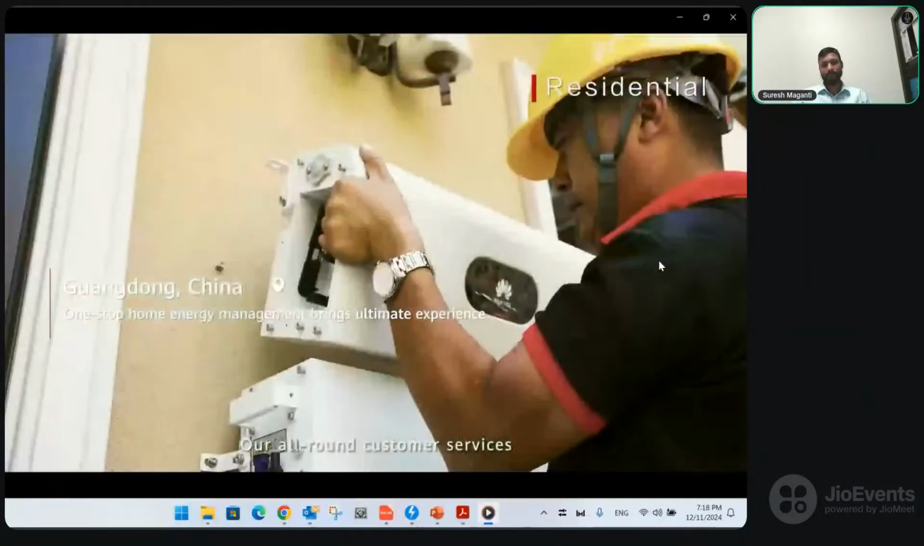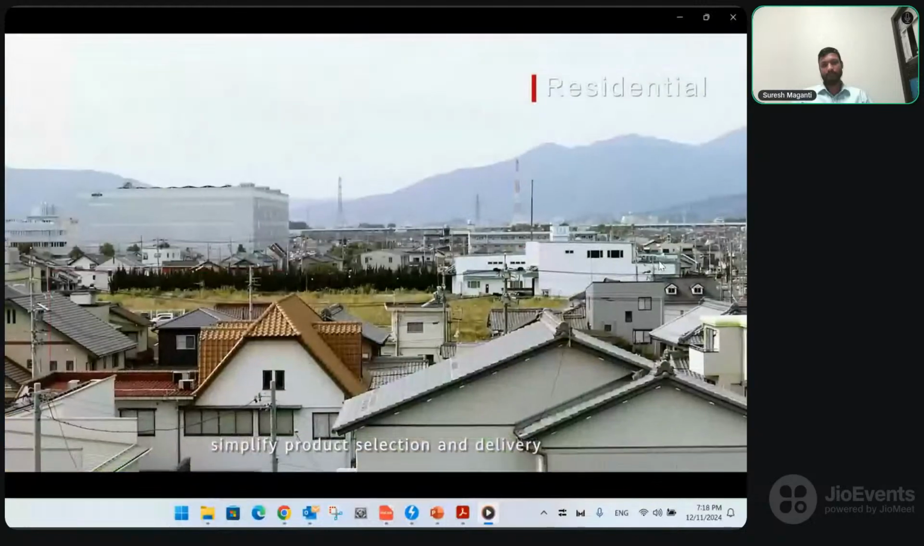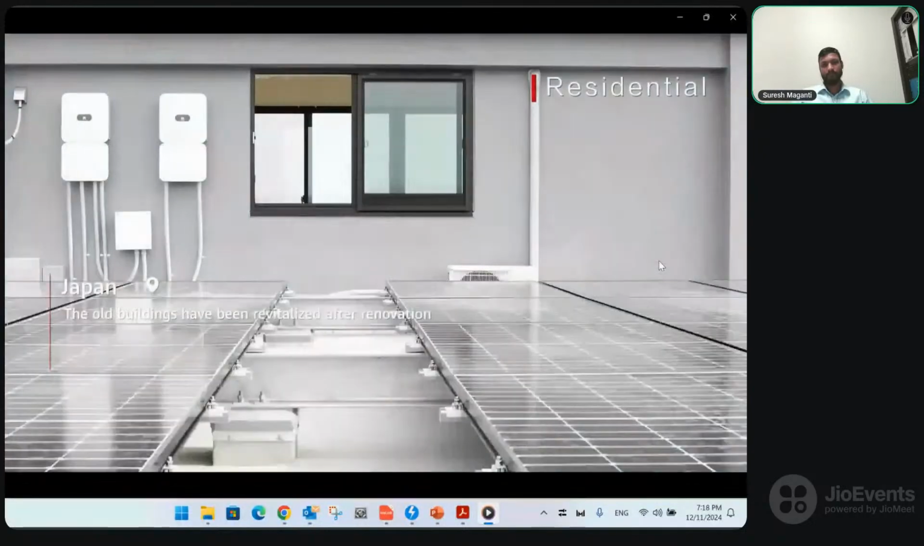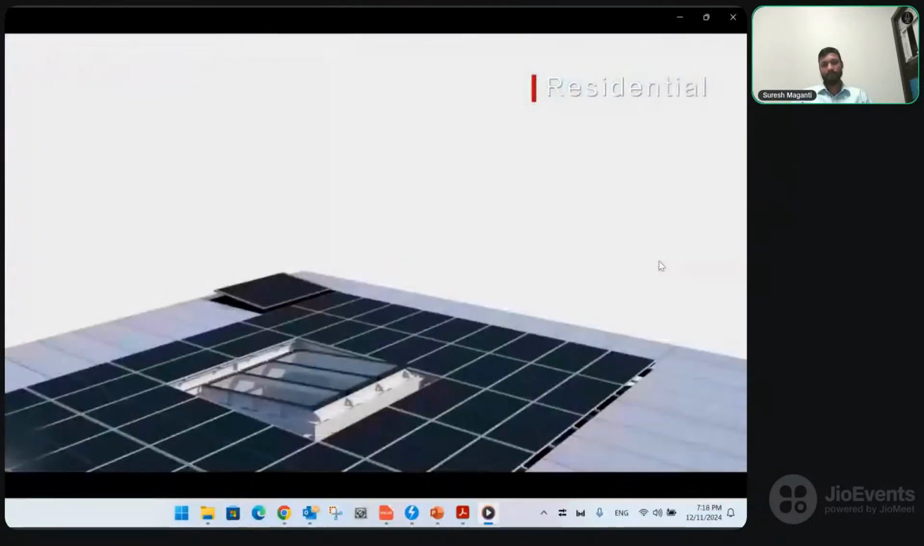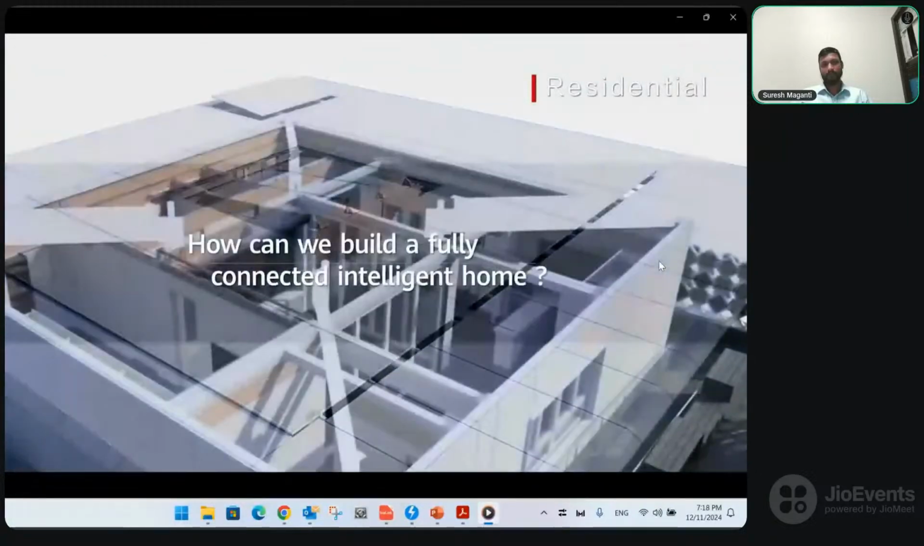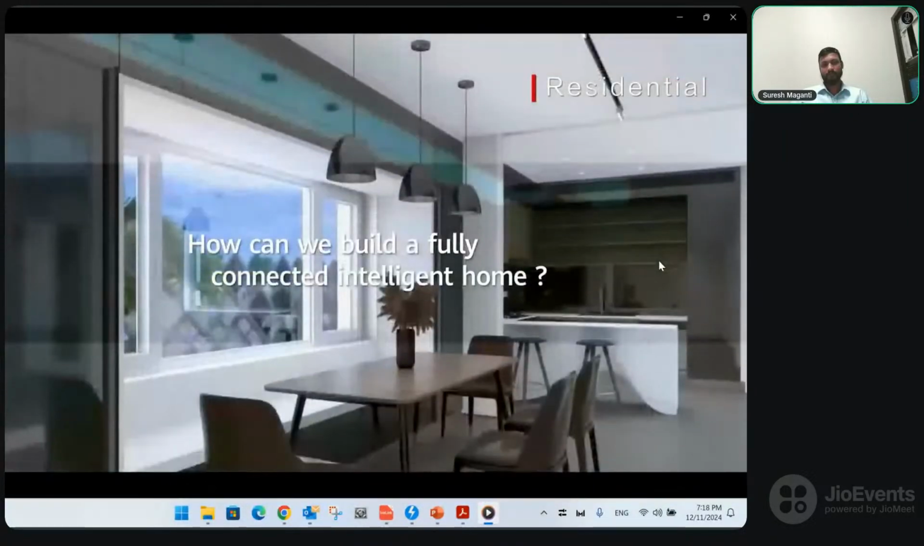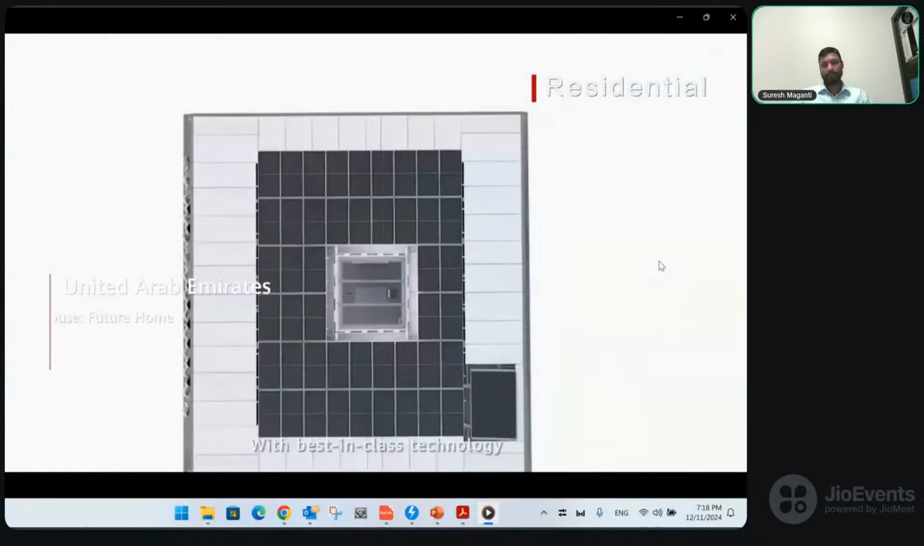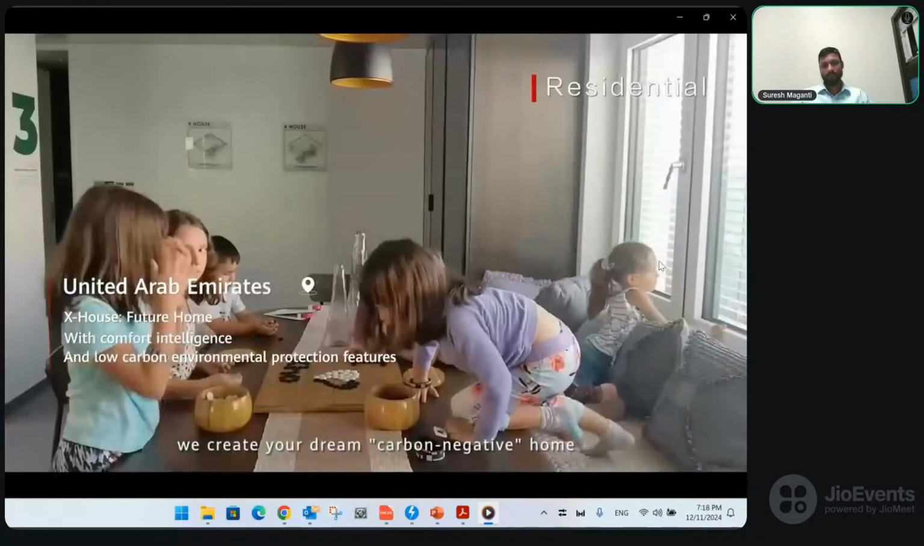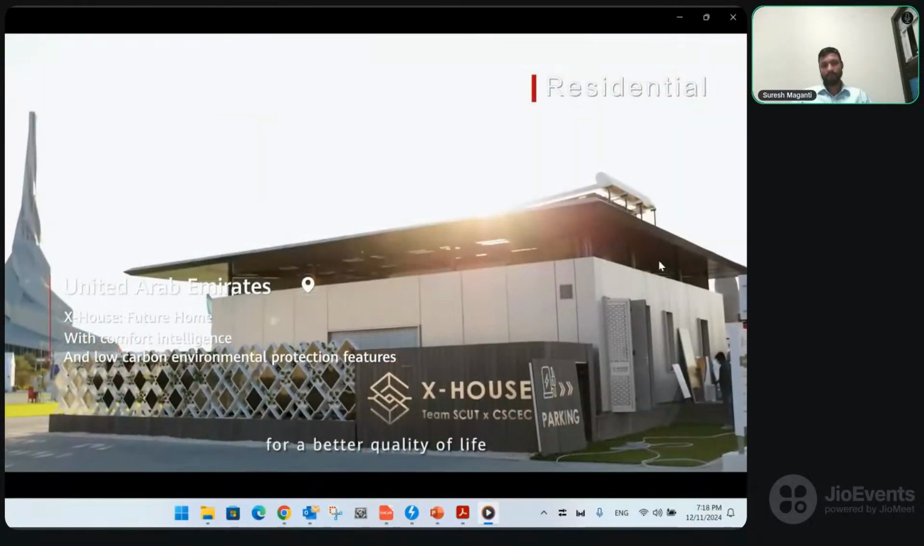Our all-round customer services simplify product selection and delivery. How can we build a fully connected, intelligent home? With best-in-class technology, we create your dream carbon-negative home for a better quality of life.